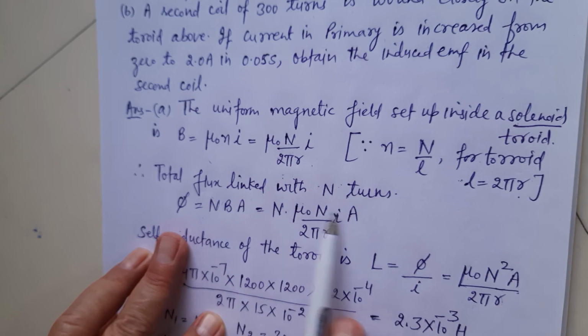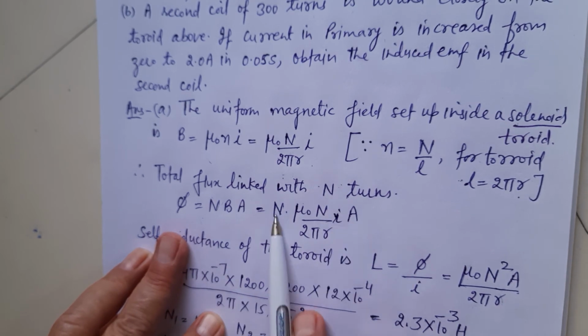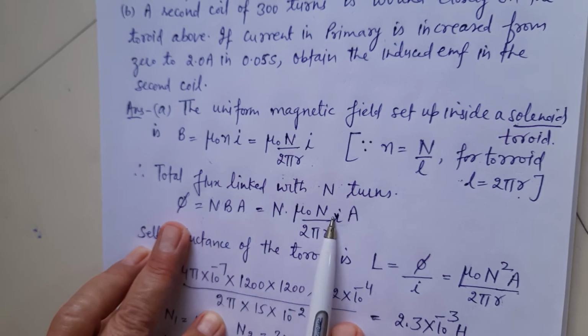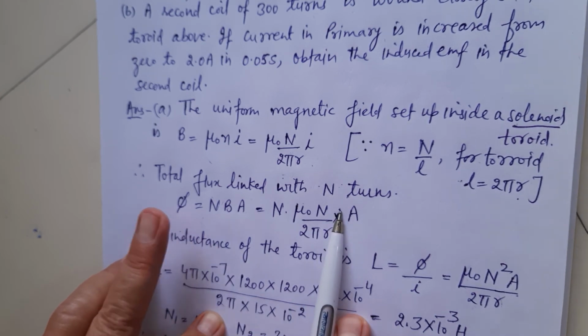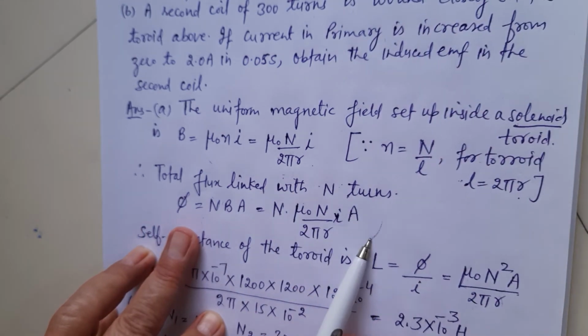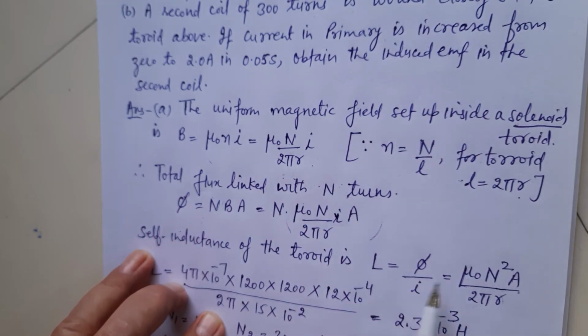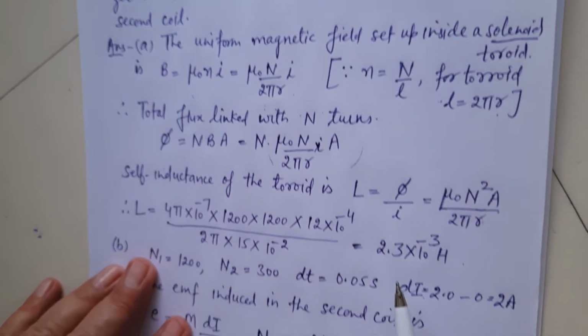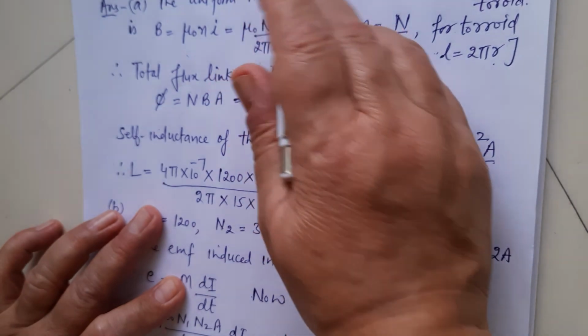Because phi is equal to Li, leave this i, the other quantities will be L in this formula. Take i to this side. The remaining quantities will be L. So L is equal to mu naught N square A upon 2 pi r. In case of solenoid, it was mu naught N square A upon l. We can find the value of L because everything is given to us.